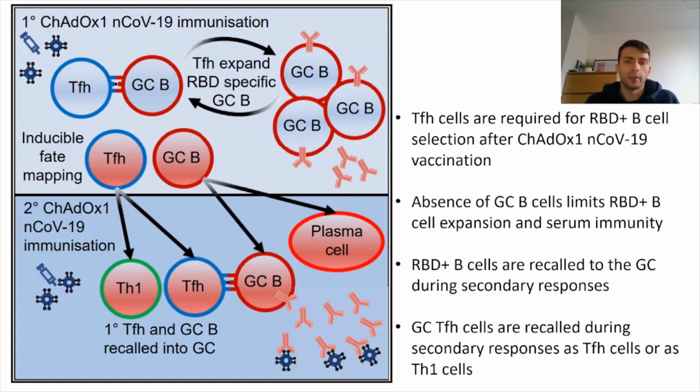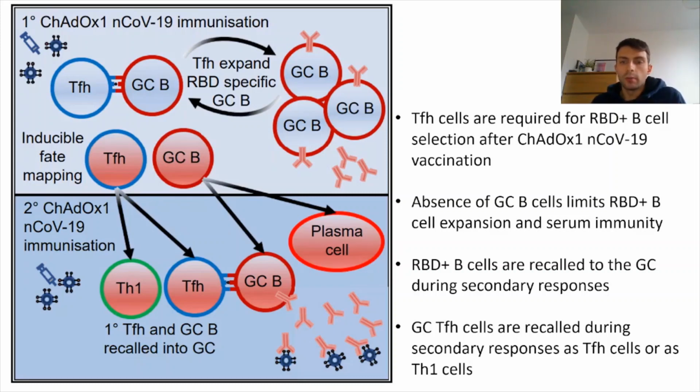I'll conclude by highlighting the graphical abstract which we include, as well as our key messages. And these are that Tfh cells are required for RBD-specific B cell selection after ChAdOx1 and COVID-19 vaccination, that an absence of germinal center B cells severely limits the capacity of the mouse to produce RBD-specific B cells and limits serum immunity following ChAdOx1 and COVID-19 vaccination.